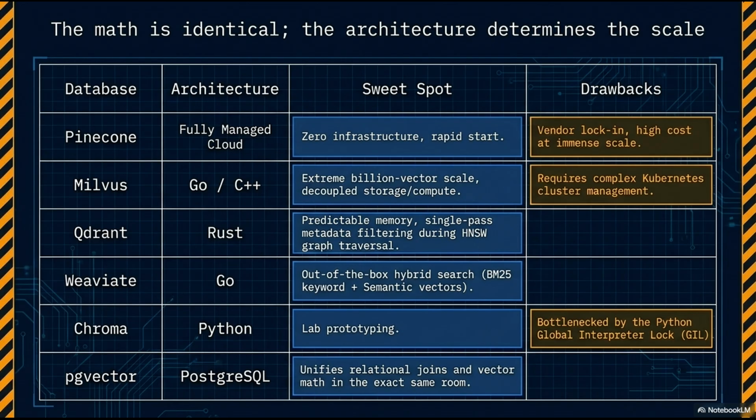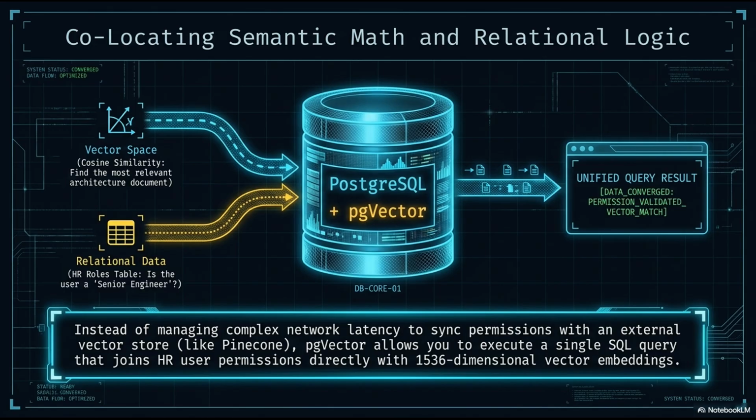Your team already knows how to back it up, how to monitor its health, how to set up role-based access control. By using pgVector, you completely bypass the need to introduce an exotic, unfamiliar infrastructure stack, and it handles 10 to 50 million vectors with exceptional performance. And there's a massive architectural advantage here too, right? If your vectors live inside Postgres, they live right next to your standard relational data.